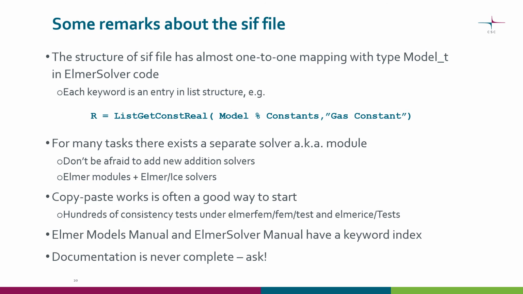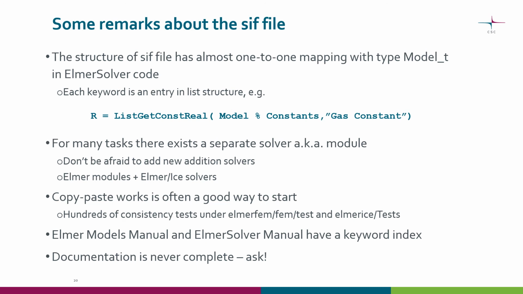Copy-paste is often a good way to start. So if you find a consistency test, for instance, or a previous test case or previous example that is close to what you need, it's never a bad idea to take that SIF file and use it as a starting point for your own simulation. Just maybe modify something, add some boundary conditions or body definitions, etc.